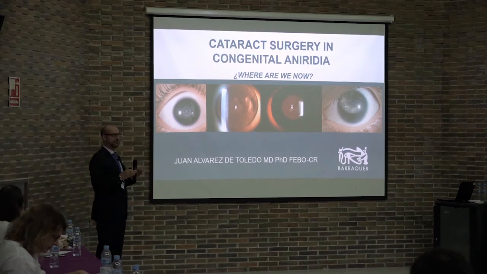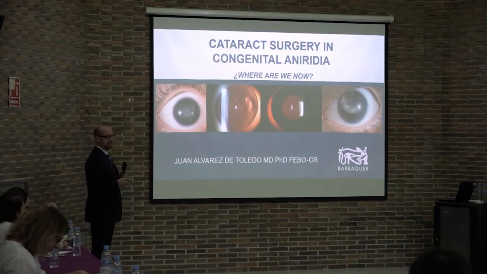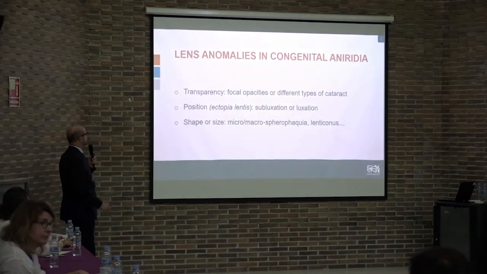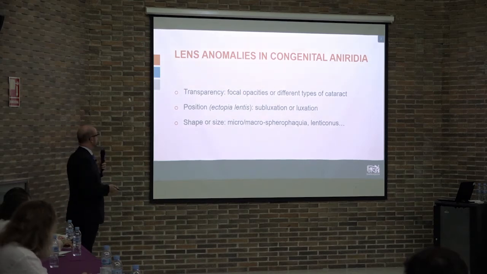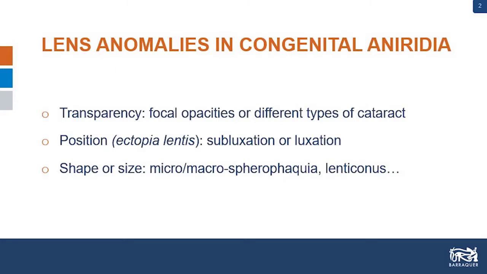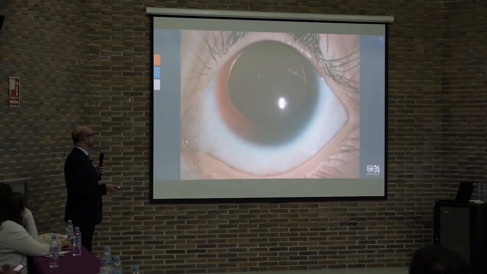I will try to be clear and short about my presentation: how to treat, or when to treat, the cataract in congenital aniridia patients. Rafael has shown you the most common lens anomalies in congenital aniridia. They can affect its transparency, its position, and the shape or size. Cataract has an incidence in young patients between 50 to 85%, and you will see several morphologies: anterior, posterior subcapsular, etc. You will see the same pictures he has shown.